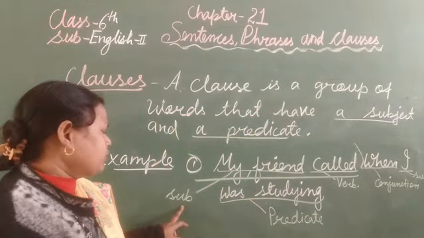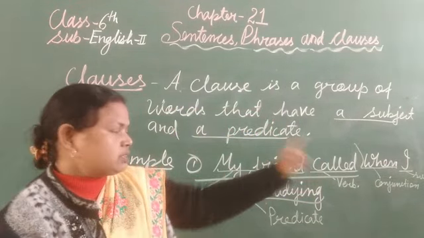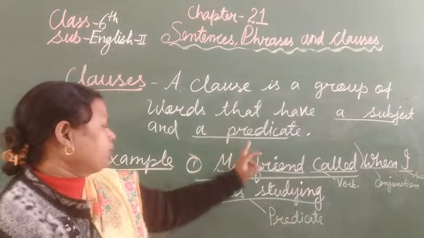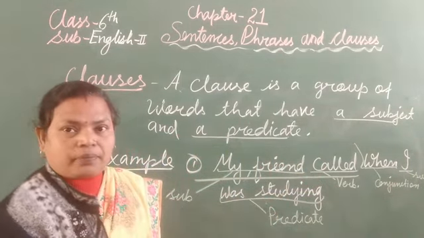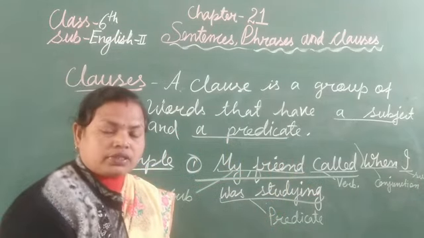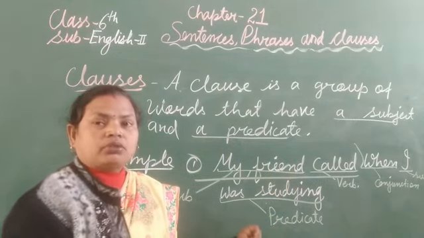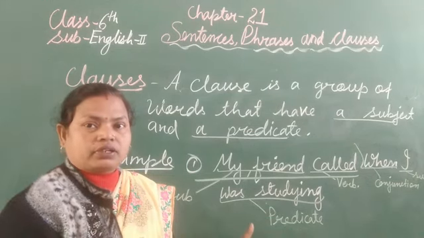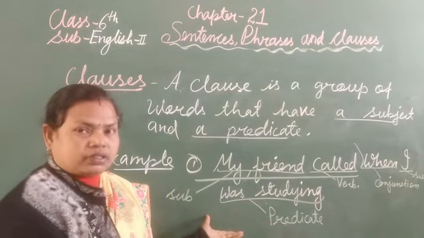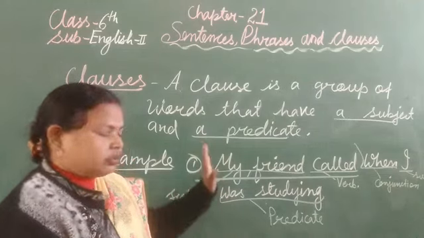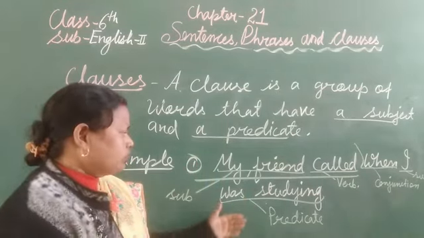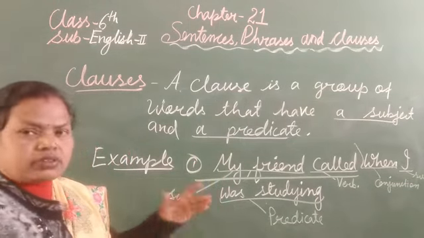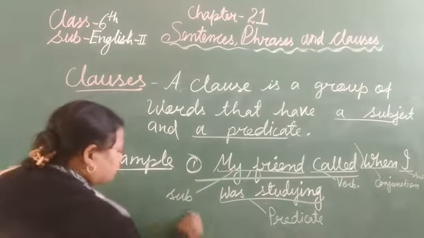So in this way we can say a clause is a group of words that have one subject and a predicate. Here see, my friend is a subject, and in the next clause I is a subject. The predicate part is called, and here was studying. So a clause may stand alone or may be a part of a sentence. In this way, let's see one more example so it is clear.